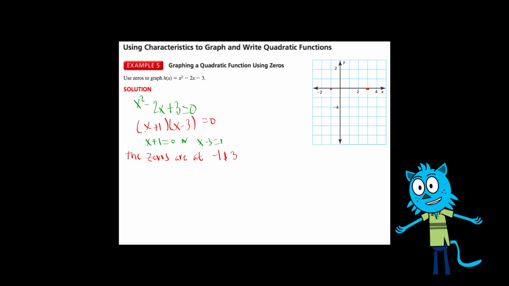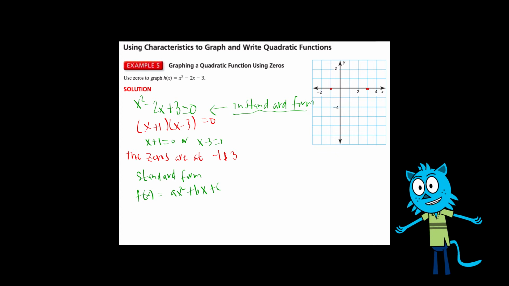So the way this function was given to us, it was given to us in standard form. And remember, if you recall, standard form is ax squared plus bx plus c. Now, c is the y-intercept. So that means that -3 is our y-intercept. So let's go ahead and plot that point. Let's plot the point at (0, -3). That's where our y-intercept is going to be.